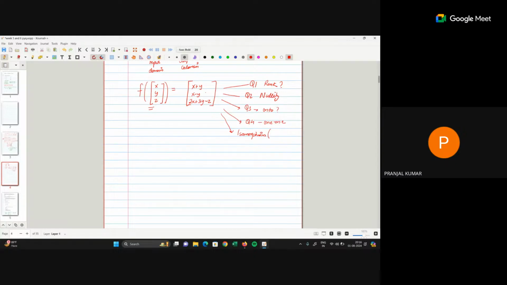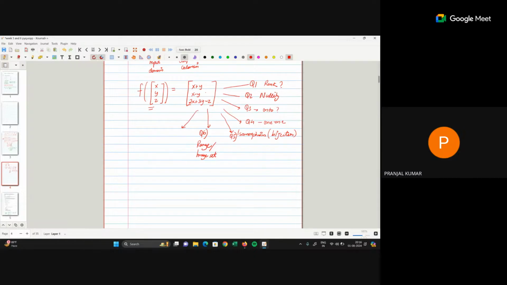Isomorphism is another name for bijection. Are you aware what bijection is? Sir, both 1-1 and onto. Yeah, exactly. Then they can ask you what is range, or image set.